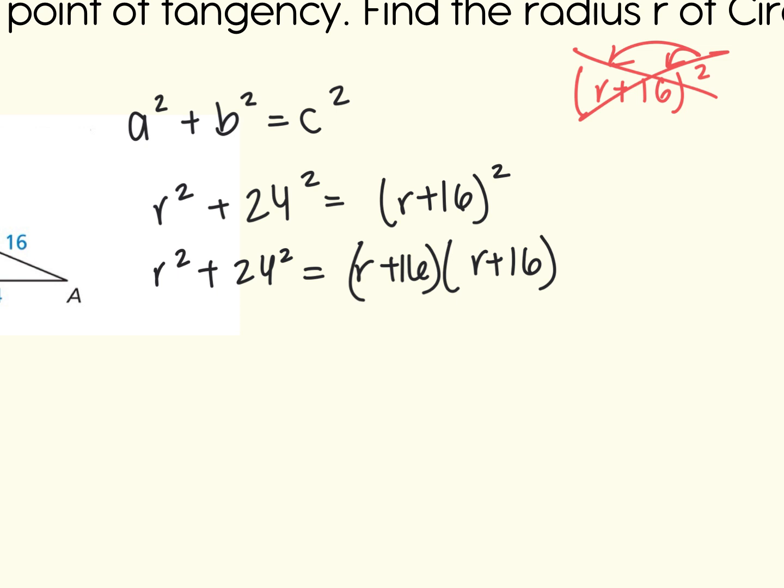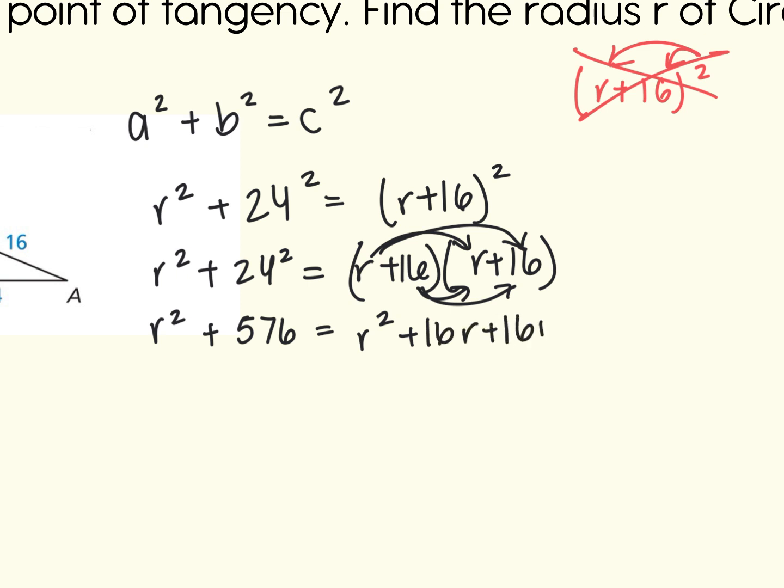r squared is going to stay as r squared plus 24 squared, 24 times 24 is going to give you 576 equals, now I'm going to go ahead and FOIL it if you have to. But if you don't, it's r squared plus 16r plus 16r plus 16 times 16, which is 256. This is what you should have had.